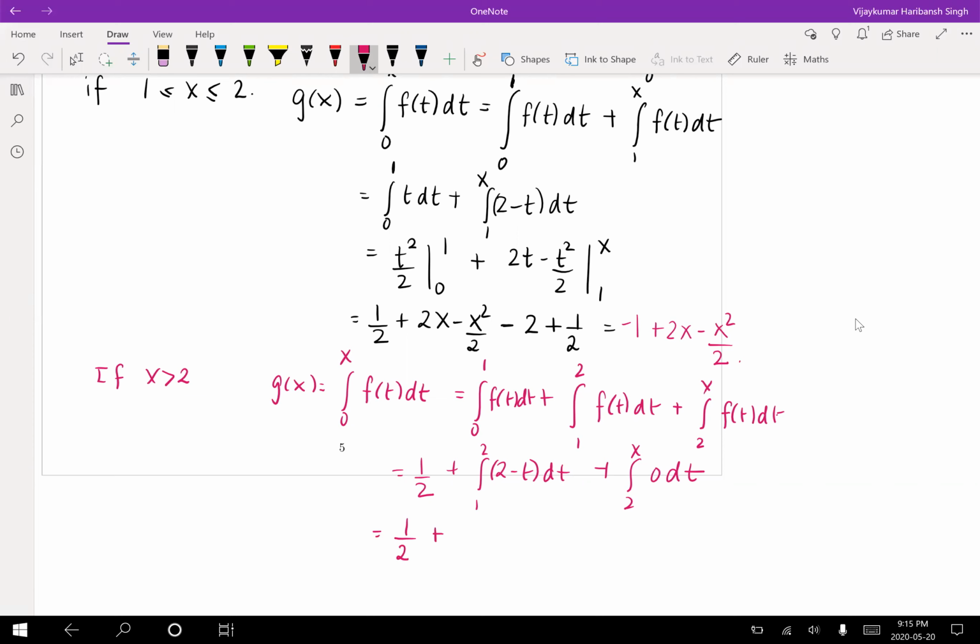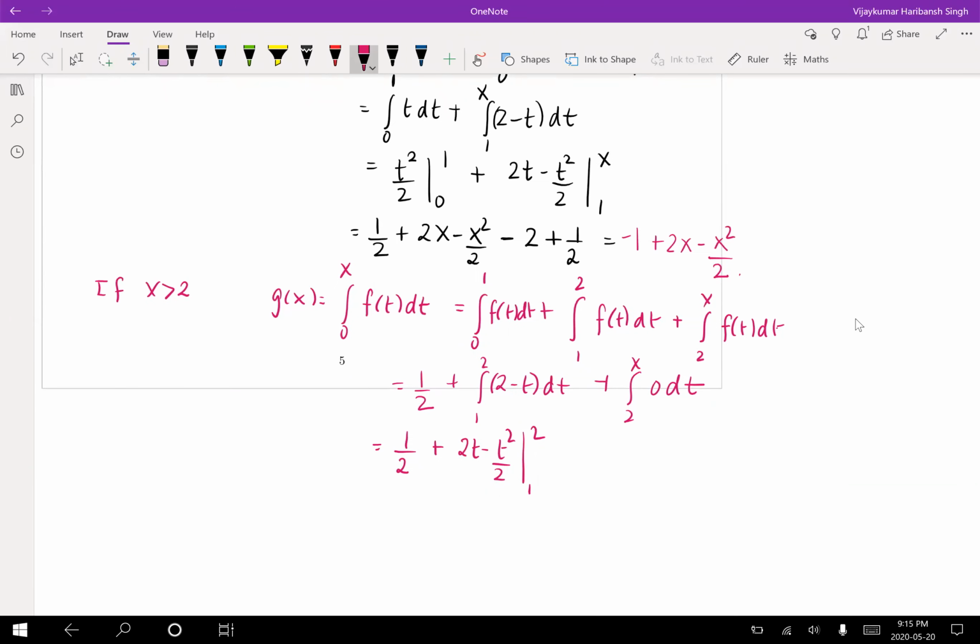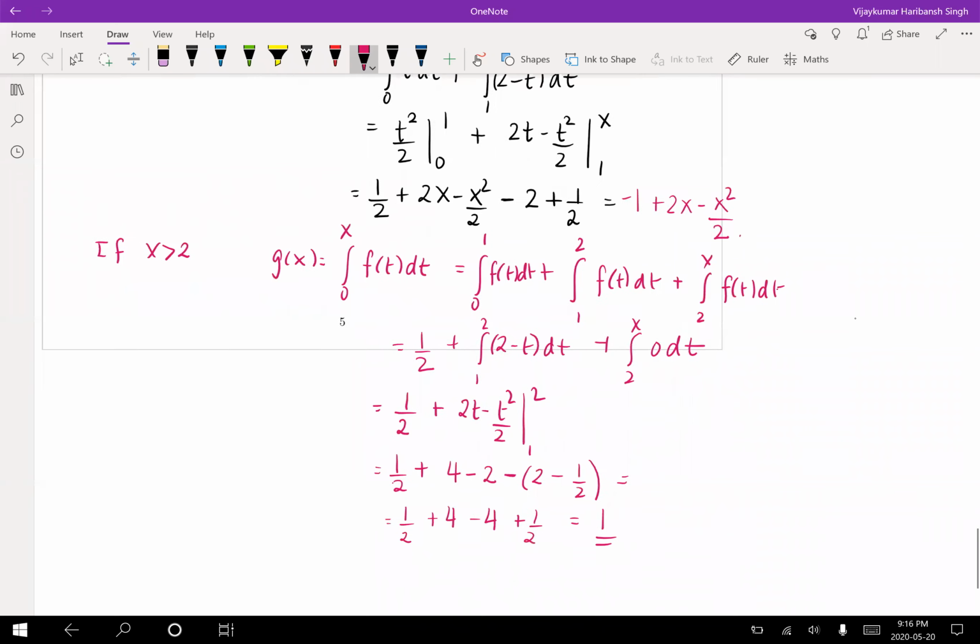So the answer is going to be half plus, with 2 minus t, we get 2t minus t squared by 2, from 1 to 2. So we get half plus 2t, so 4 minus 4 by 2, so 2, minus, when you substitute the lower limit, 2 minus 1 by 2. And that can be simplified to 1 half, so I can break it out, half plus 4 minus 4 plus half, which is going to be 1. So this is how my g of x looks like.